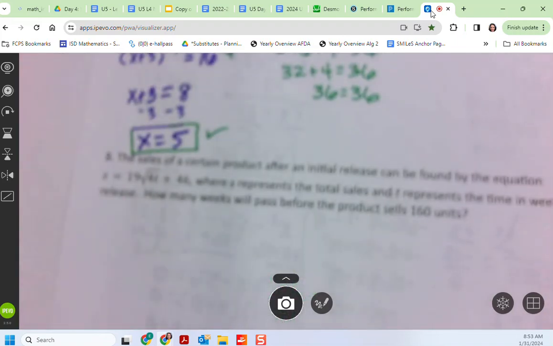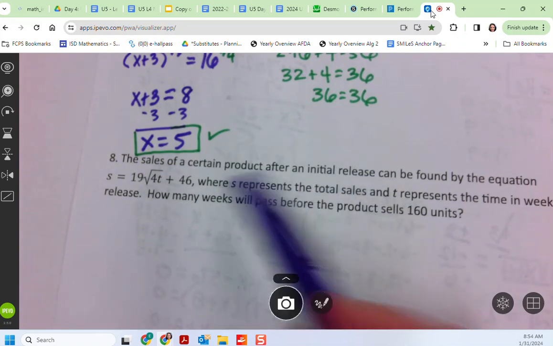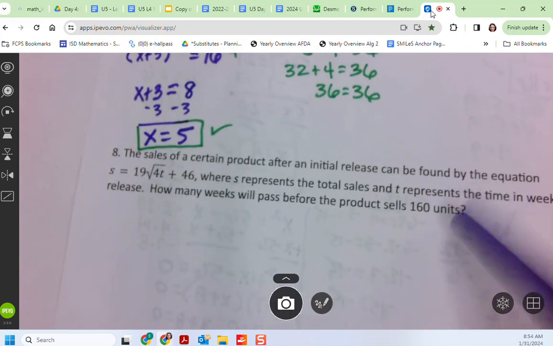One more problem. You ready? The sales of a certain product after an initial release can be found by the equation S equals 19 square root of 4t plus 46, where S represents total sales and t represents the time in weeks after release. How many weeks will pass before the product sells 160 units? So is 160 units going to be S, total sales, or t, time in weeks? S, right. So S equals 160.